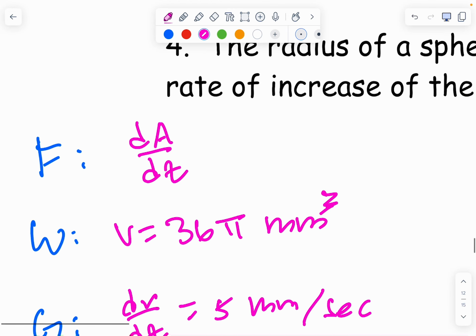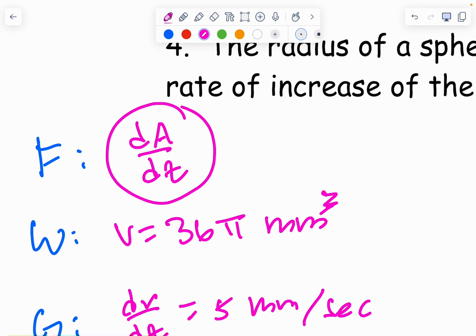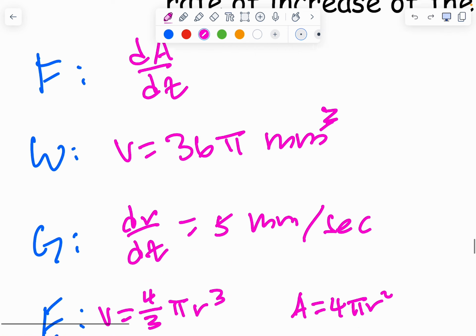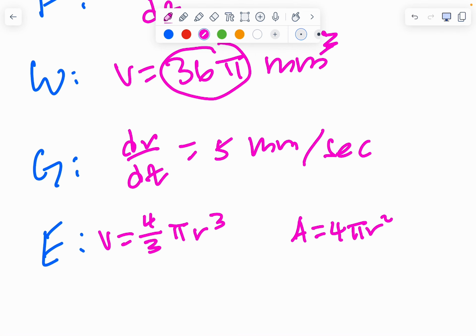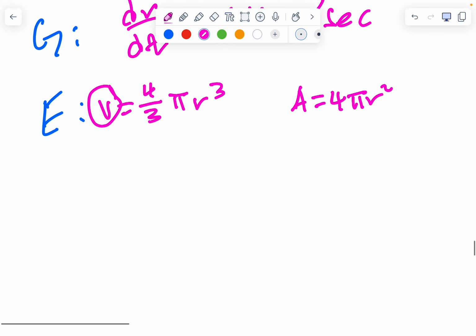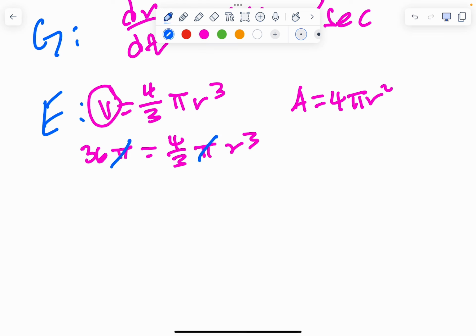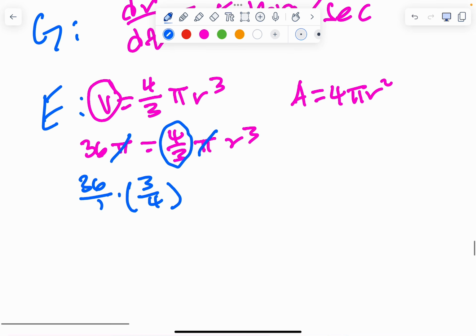So I'm asking you for dA over dt, correct? So I know I have to derive the surface area part. But how would this 36 help us on the volume equation? Find the radius. Let's do that. We have 36 pi, 4/3 pi, r cubed. What is on the left and the right at the same time? Pi. And then when I multiply by the reciprocal, we get 36 over 1 times 3 over 4. And then we have r cubed.